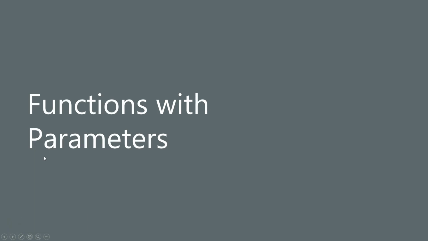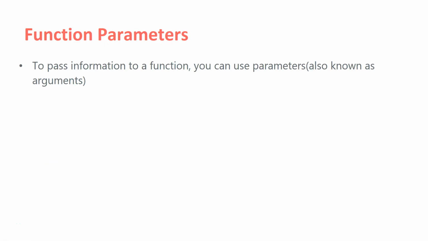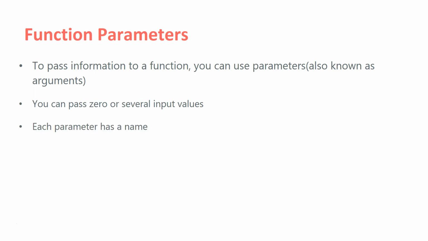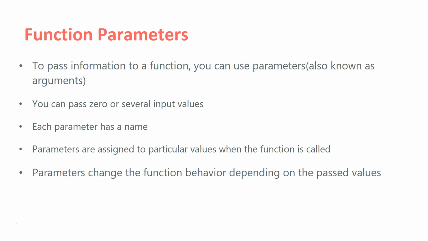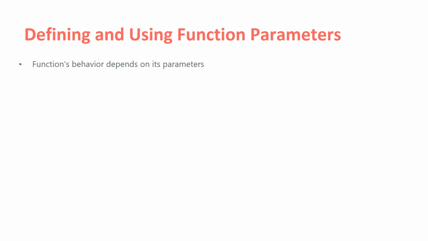We have also functions with parameters. To pass information to a function, you can use parameters, which are also known as arguments. You can pass 0 or several input values. Each parameter has a name. Parameters are assigned to particular values when the function is being called, and parameters change the function behavior depending on the passed values.